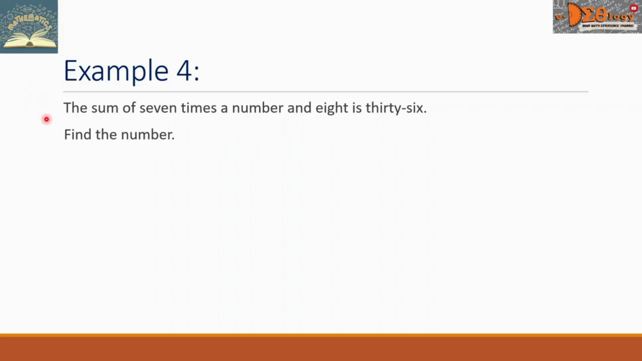Example 4. The sum of 7 times a number and 8 is 36. Find the number. We need a number here, so we let n be the number. And then we translate the statement into equation. Please notice that we have here 7 times a number. That means 7n.